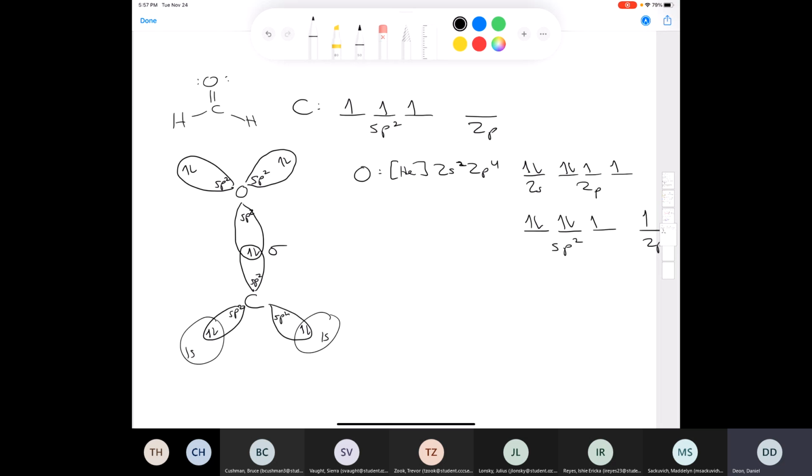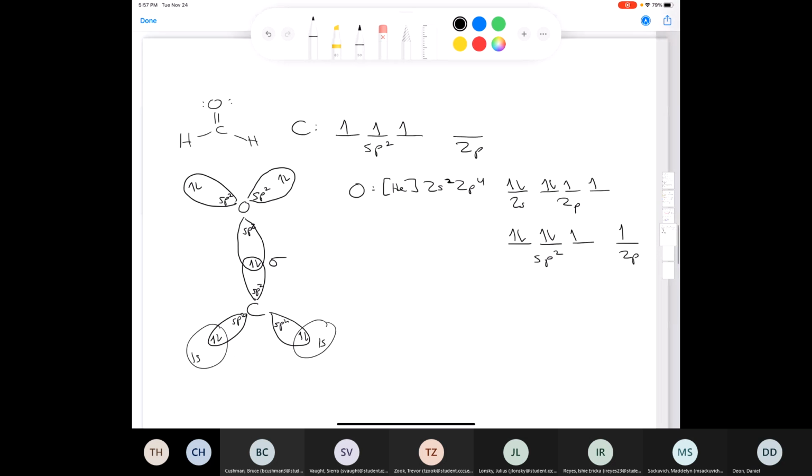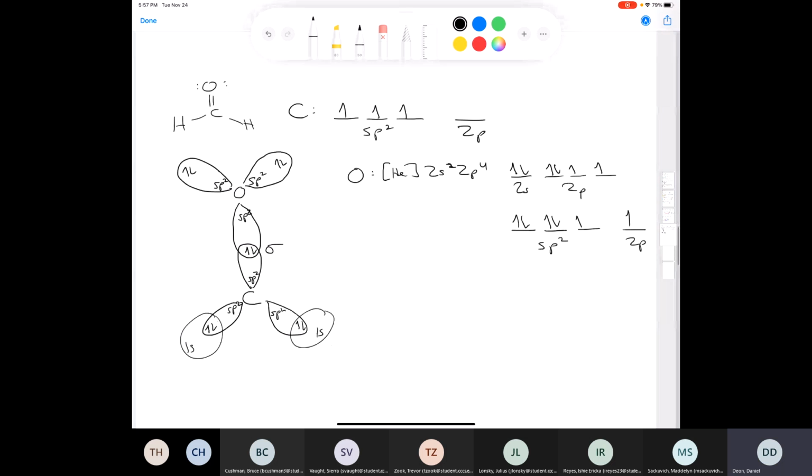But look, they both have an unhybridized 2p orbital, don't they? I forgot to put my electron over here. I messed that up. But anyhow, the oxygen is going to have a 2p with an unpaired electron, and the carbon also has a 2p with an unpaired electron. They're going to overlap like that. This represents my pi bond.